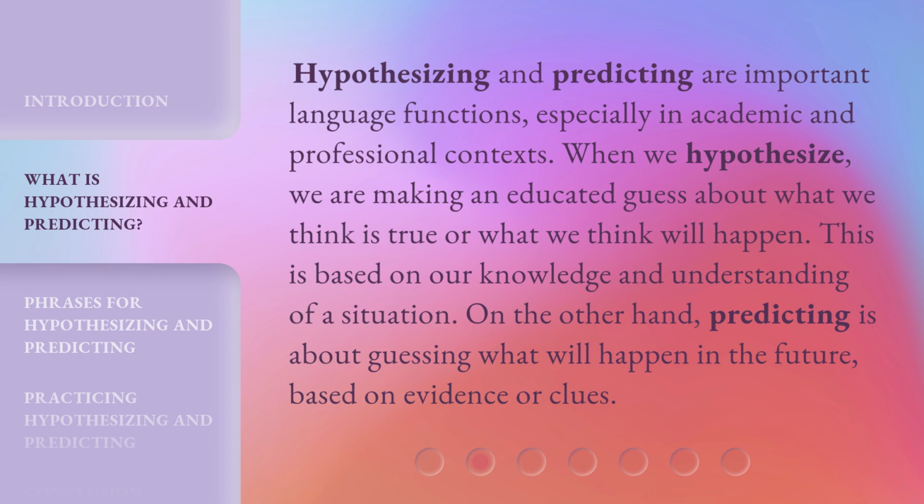When we hypothesize, we are making an educated guess about what we think is true or what we think will happen. This is based on our knowledge and understanding of a situation. On the other hand, predicting is about guessing what will happen in the future, based on evidence or clues.